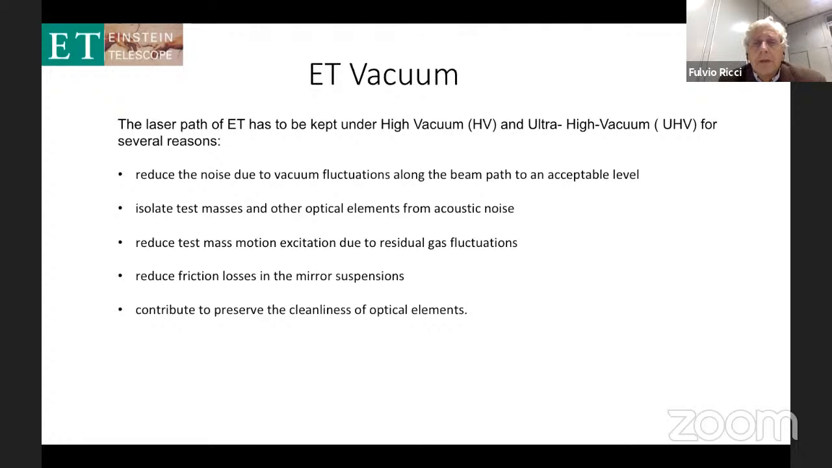For what concerns vacuum, we have to deal with high vacuum systems and ultra vacuum systems. They are needed for several different reasons, which the people involved in this experiment for a while know very well. We need to reduce the noise due to the vacuum fluctuation along the beam path. We need to isolate the test masses, reduce the test mass motion excitation due to the residual gas, reduce the friction or losses in the microsuspension, and contribute to preserve the cleanness of the optical elements. This is one of the main reasons for the need for vacuum.